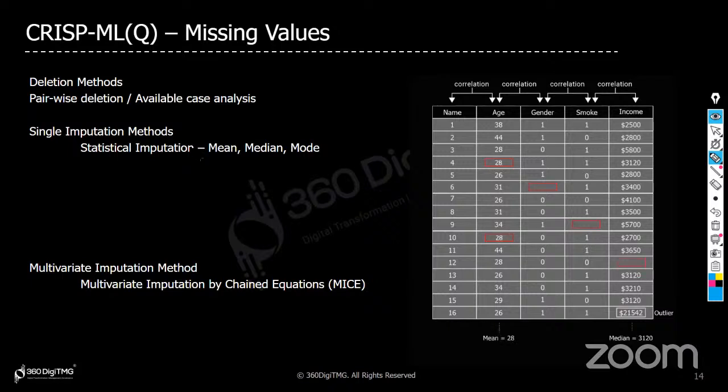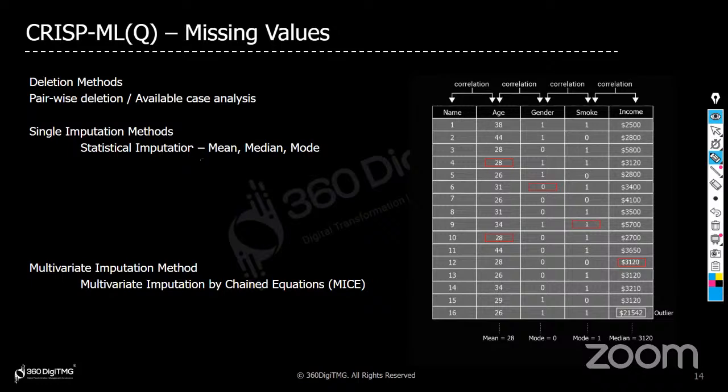Based on the column that you are working with, if that column has extreme values or outliers, then you have to go for median imputation. And if your column does not have any outliers, you can go for mean imputation. And if you have categorical data, then you can go for mode. These are the simple imputation methods present.